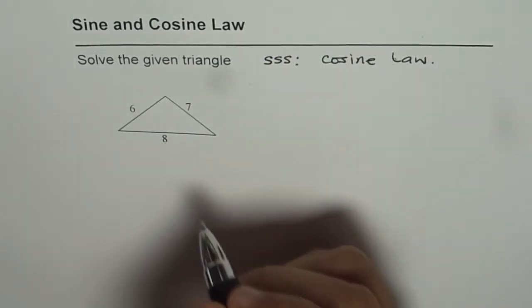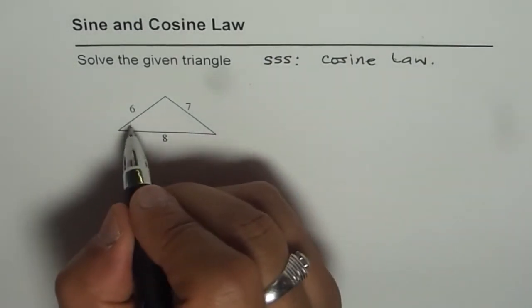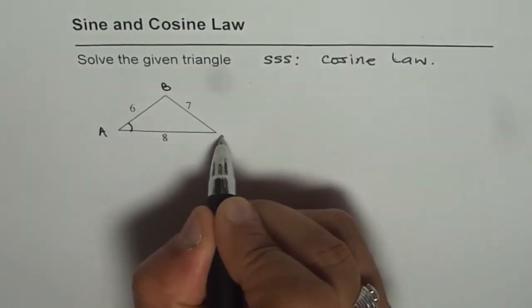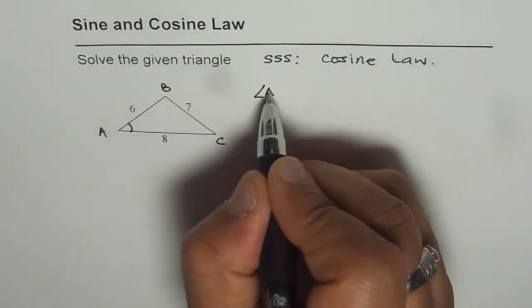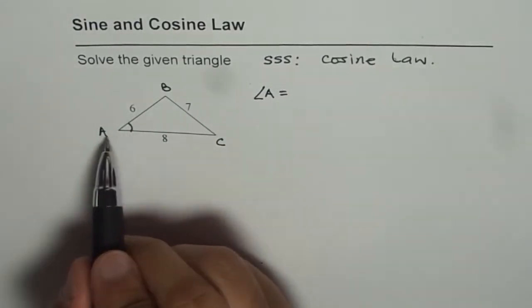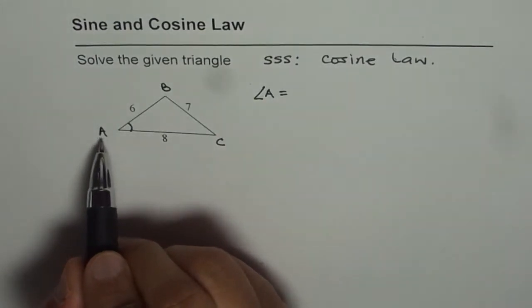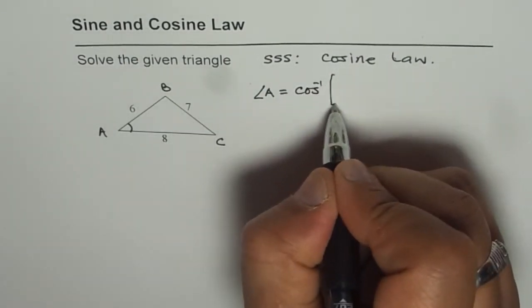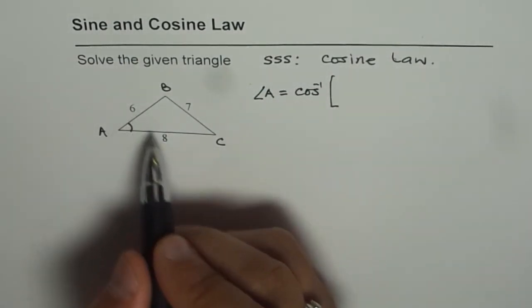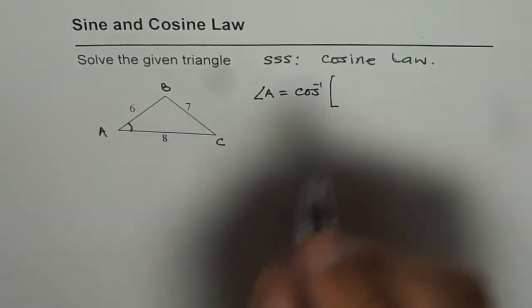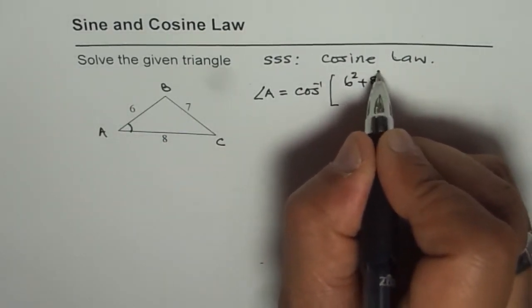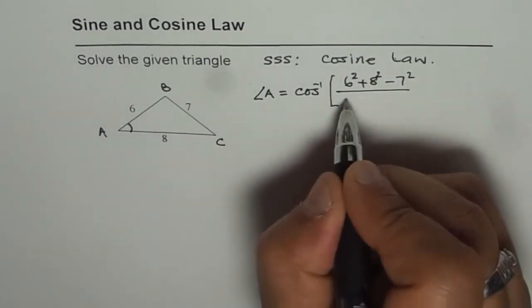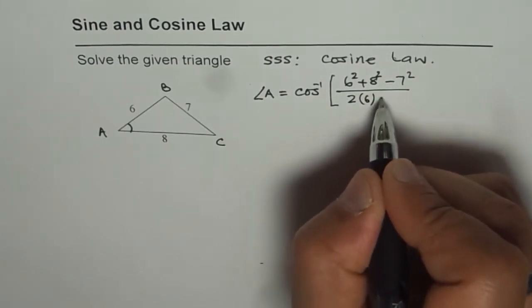Let's find the angles one by one. So let's call this triangle ABC. So say angle A equals to, so when we are finding angle A, then it is equals to cos inverse of the squares of the sides adjacent to A added. So we have 6 square plus 8 square minus the opposite side, which is 7 square, divided by 2 times 6 times 8.